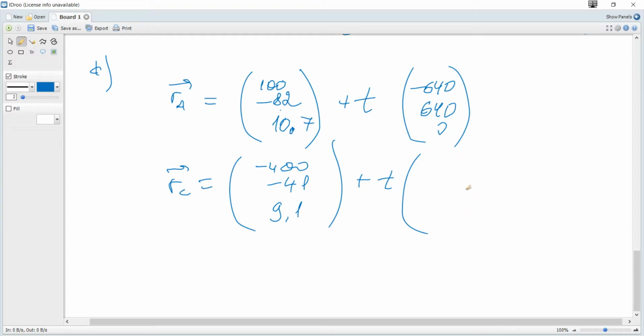For other problems, there may be different indices because two objects may be at some point at different moments of time. But here, time is the same. These t values have the same values because we start at 12 o'clock for both, and A is negative 140, 604, and 2.